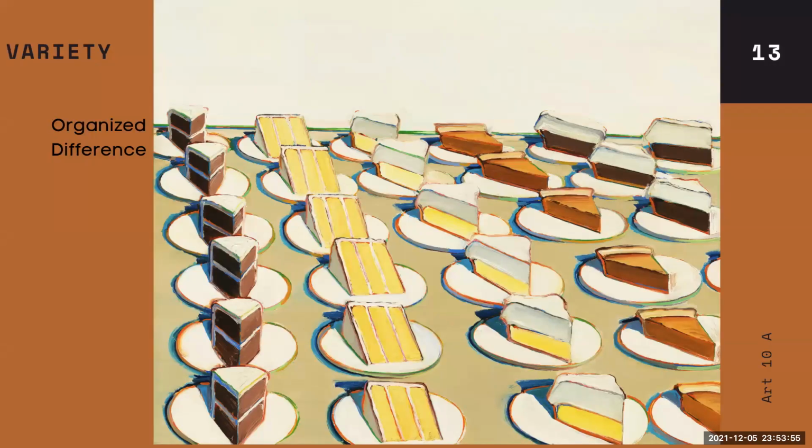Variety. We talked about variety before, but I wanted to show you another example. This is Wayne Thiebaud, who did a series of paintings called the Pie Counters. And with variety, there's lots of different ways you can have variety. So for example, here we see a similarity of shape, but the variety happens in the different types of pies that are depicted. And the variety also happens with the different ways that color is organized within the picture plane.